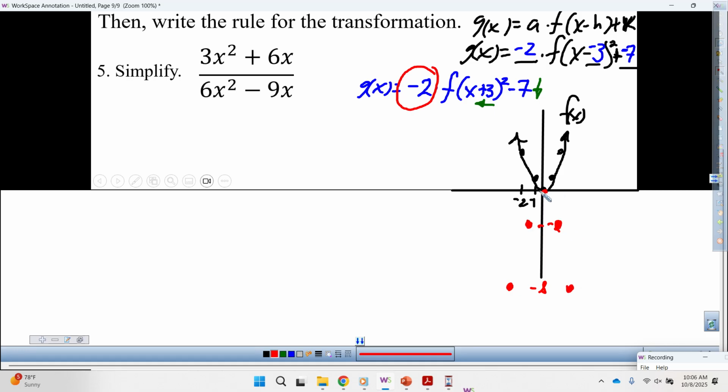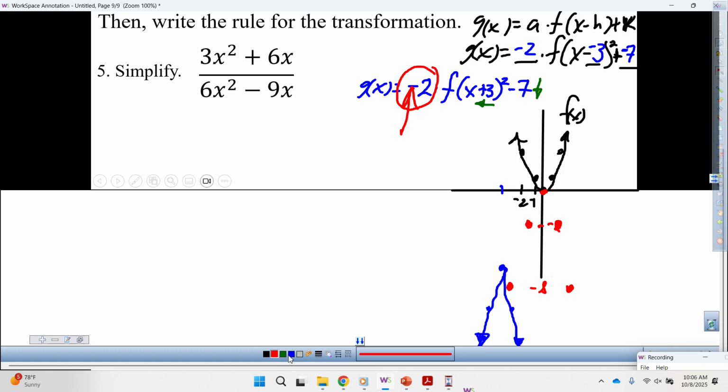So here are my 5 new points, and now we can move them what? 3 to the left, 7 down. So they're going to be somewhere down there, stretched and upside down. Tell your neighbor why it became an upside down function. Everyone, why did that become an upside down function? Because of the negative. That is correct.